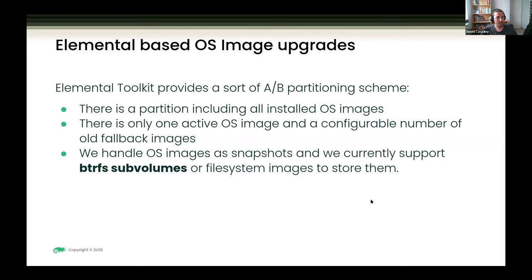And reinforcing that, we also support OCI images. We consider OCI images to be snapshots, and we currently support two different types of snapshotting. We can use btrfs subvolumes. So in our state partition, what we have is a collection of btrfs subvolumes where each subvolume is the root tree of an OCI image. Or we can eventually also support file system images. Imagine something like a bunch of SquashFS file system images.